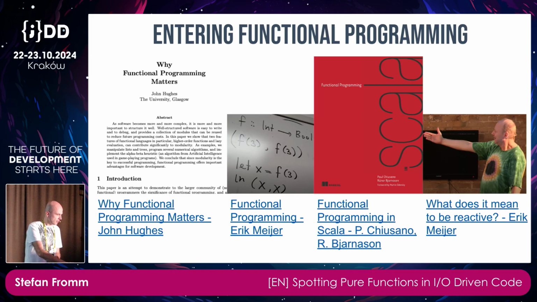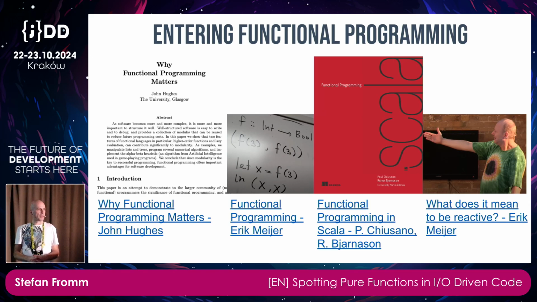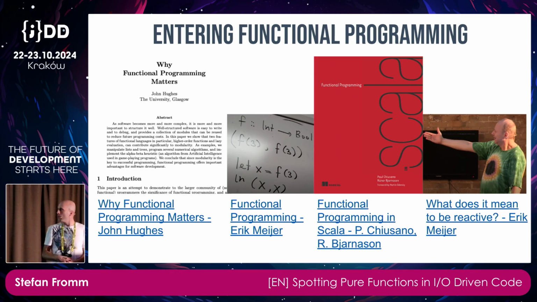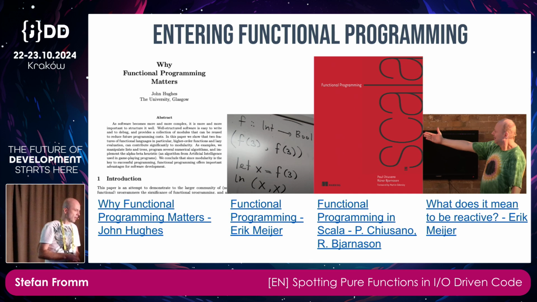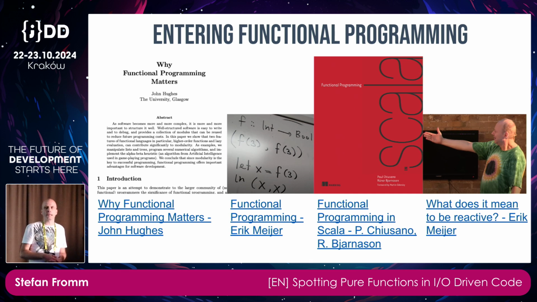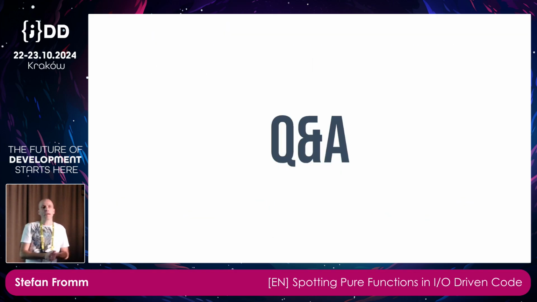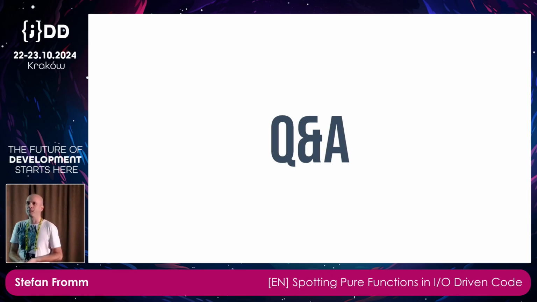I give you here some literature that got me into functional programming. I really like the first one from John Hughes, Why Functional Programming Matters, because he also said that the referential transparency aspect is not the most important one in functional programming. So thank you for your attention, and I'm open to your questions.